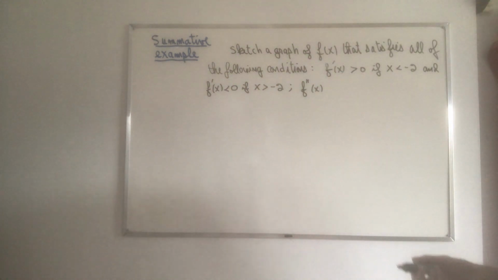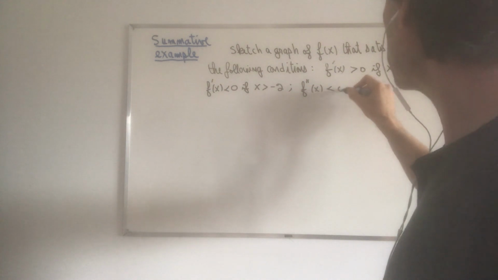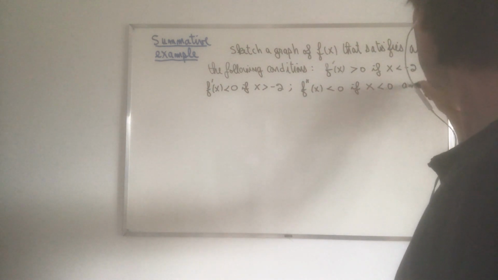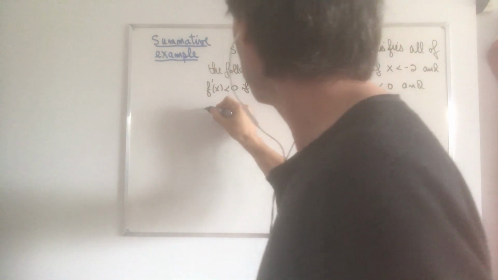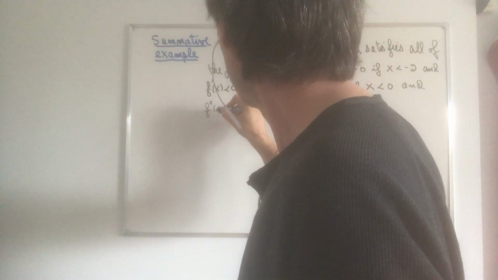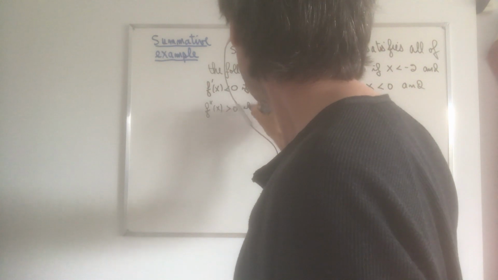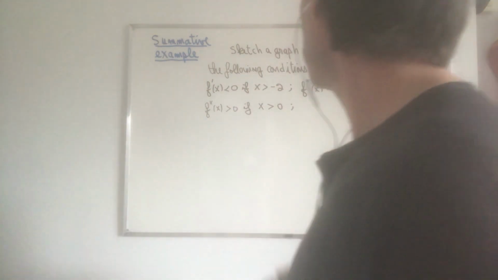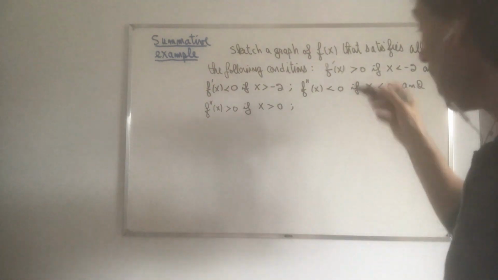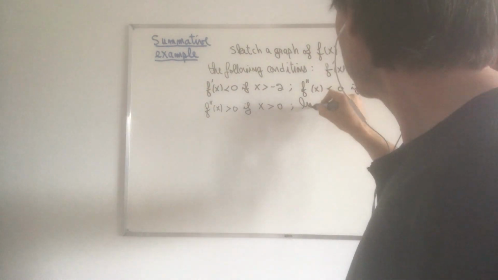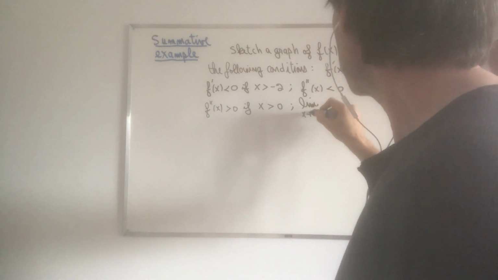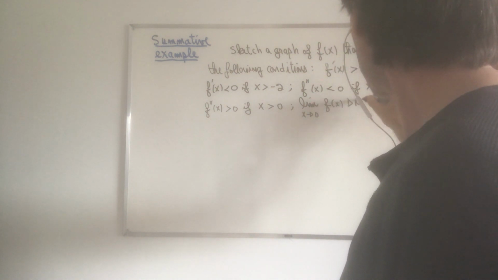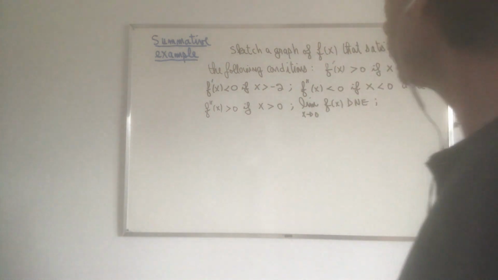The second derivative actually shall be less than 0 if x itself is less than 0, and it's going to be positive if x itself is greater than or equal to 0. I'm also going to tell you that the limit as x approaches 0 of f of x does not exist. That's another piece of information.